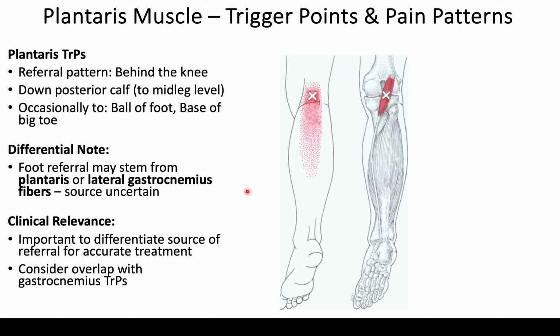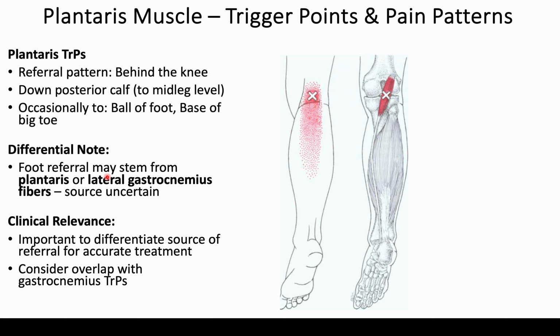Here's the plantaris muscle, the small muscle. The referral pattern is right behind the knee, down posterior calf, kind of mid-leg. Occasionally, it can also go down to the ball of the foot, base of the big toe. So we always want to try and look at these structures as well.